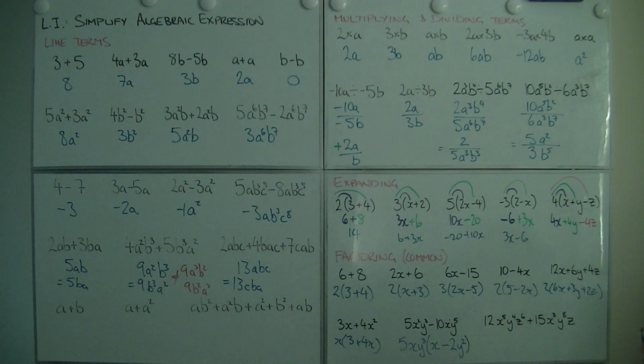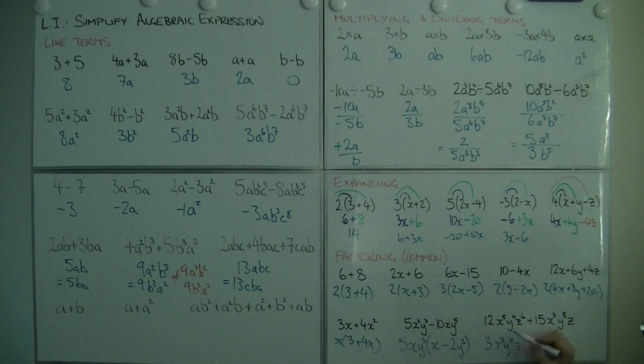Beautiful. Cool. Next guy, what's in common? Well, I've got 12 and 15. I can divide both of those by 3. X's, I've got x to the 5, x to the 3. Always take the lowest power, x to the 3. Y to the 4, y to the 8. Y to the 4 is the lowest. Z to the 6, z to the 1. So take a z. Great.